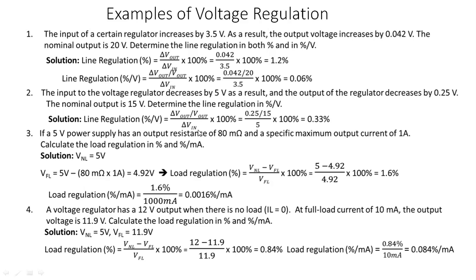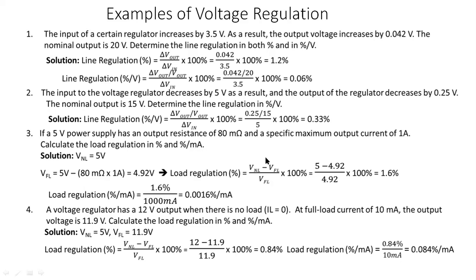Here we have the value of resistance and the value of current. So V equals IR, 80 milliohm into 1 milliampere, which is 80 millivolt. Now calculate the line regulation in percentage and percentage per milliampere.